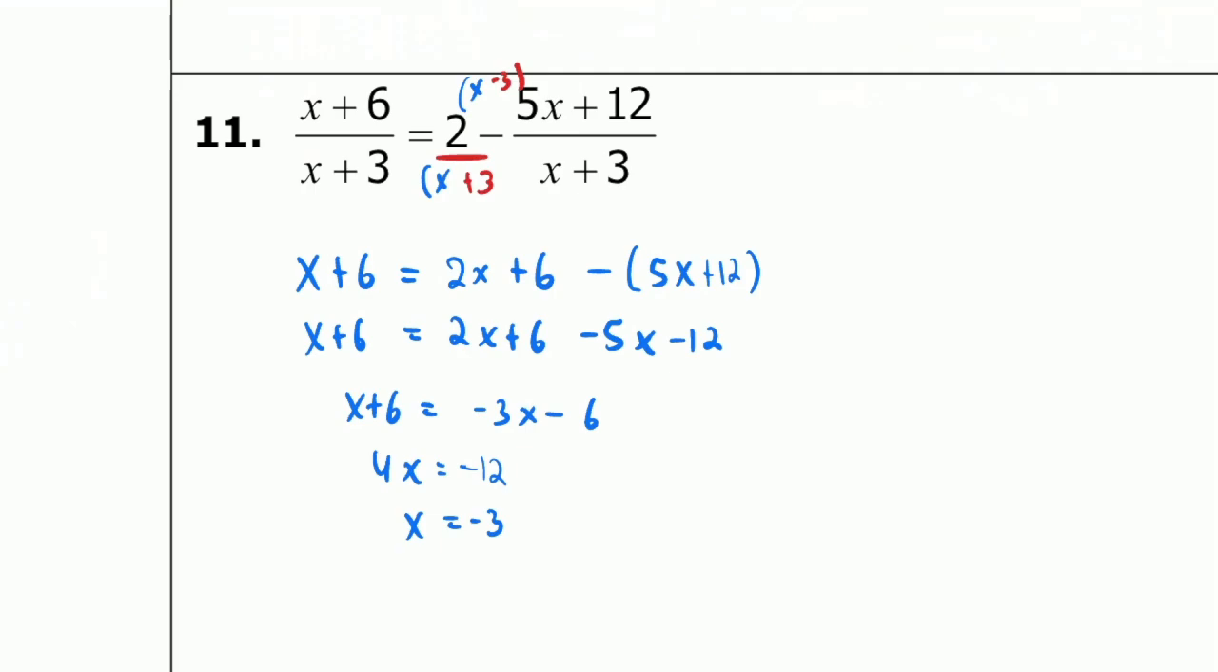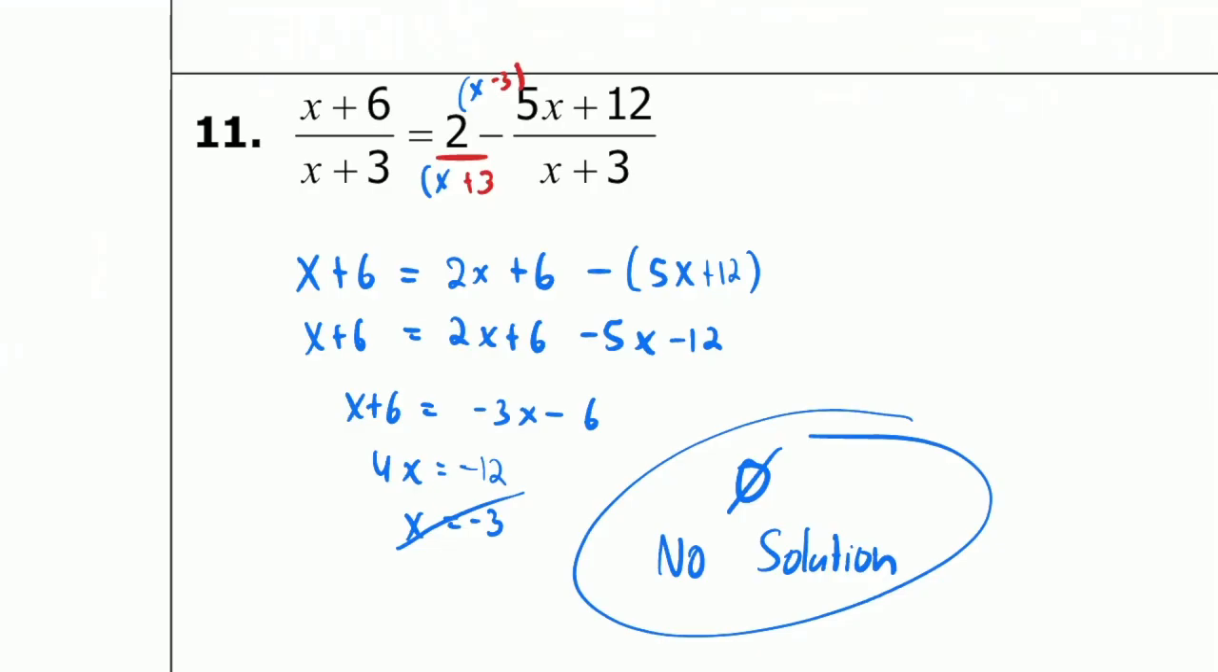So I go ahead, I check this time. If I plug in negative 3, I notice that negative 3 will give me 0 on my denominator. So if that's the case, I am not going to have a solution. All right. So again, I solved everything, but I get x equals negative 3. That's no good though, so I get no solution.